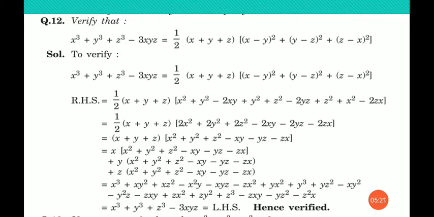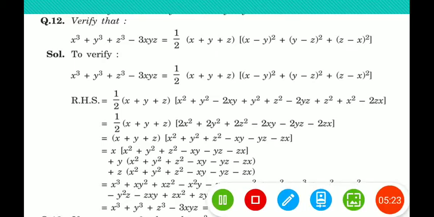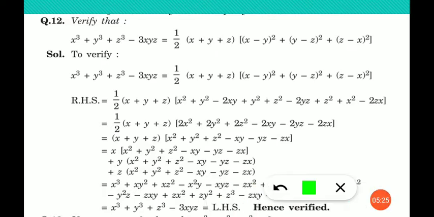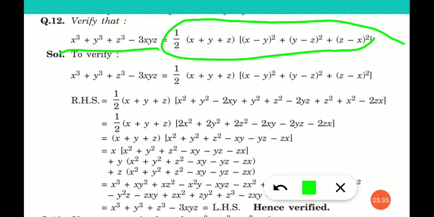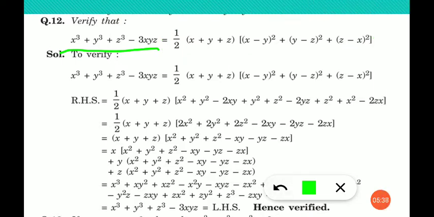Yes. This question is verify that x cube plus y cube plus z cube minus 3xyz. Just now we were talking about this formula only. But what is on the right hand side? It is not the formula. It is something else: half (x plus y plus z) into [(x minus y) whole square plus (y minus z) whole square plus (z minus x) whole square], which you have to verify. Okay, so how will you proceed further?